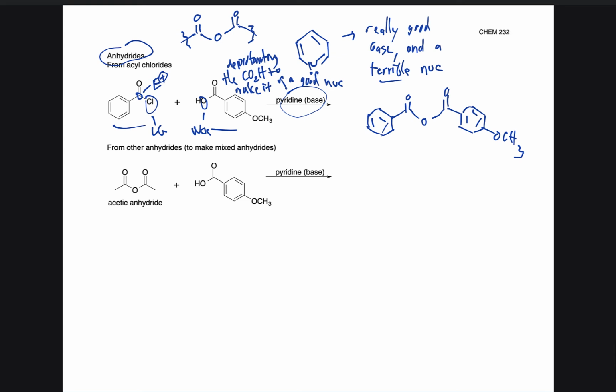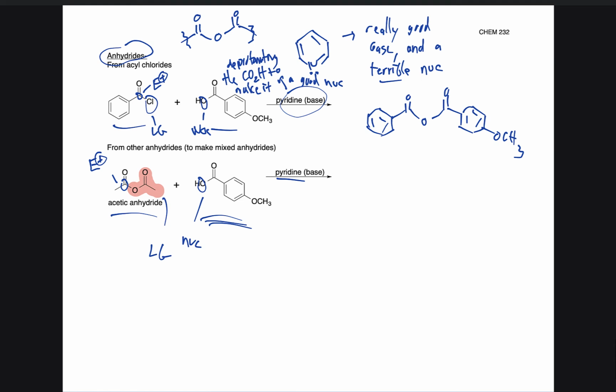Right. And we can also make anhydrides with anhydrides. So with this acetic anhydride here, and again our carboxylic acid and our base, to deprotonate our carboxylic acid to make it a good nucleophile, we have our nucleophile, and then our leaving group is going to be this whole unit here. So this whole thing is going to be our leaving group, and then our carbon here, our electrophile.